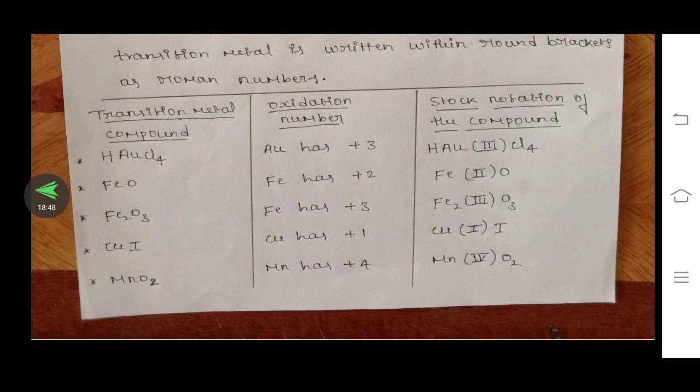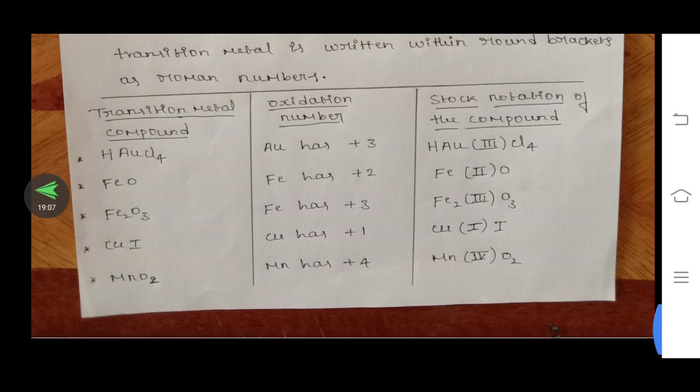So plus 1 for hydrogen oxidation state, plus gold, take it as X, which you have to calculate, plus minus 1 into 4 chlorine atoms present, equals 0. So at that time X equals plus 3. So that is the oxidation number of gold, Au.